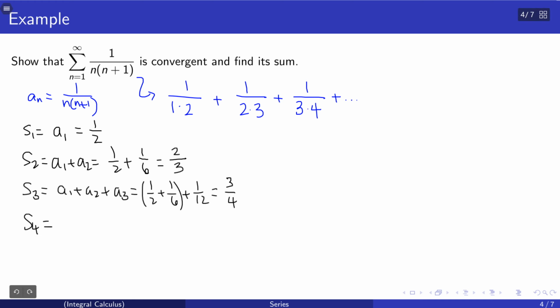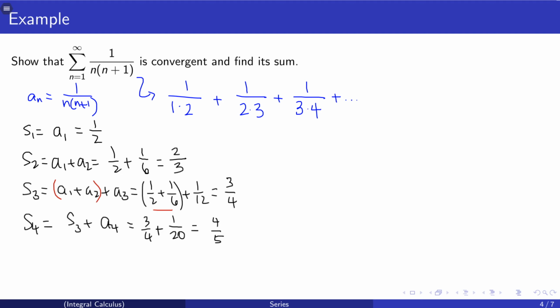And you can do one more. In fact, we can actually write it in this way. S4 is S3 plus the fourth term, right? Mimicking what I just did for here. That was S2 plus A3, right? So S3, the sum up to the third term, plus the fourth term, gives you the sum up to the fourth term, right? That makes sense. So this is now equal to 3 over 4 plus 1 over 20, and that's 16 over 20, or 4 over 5.